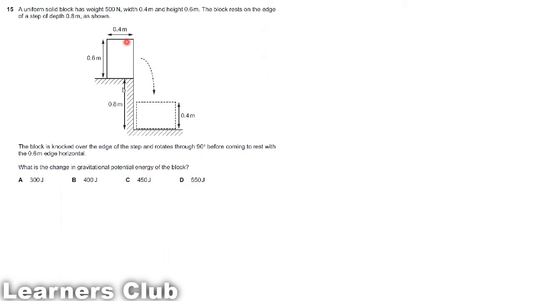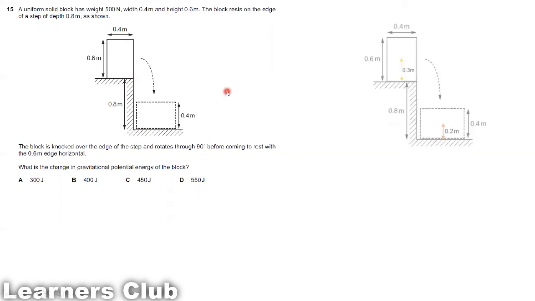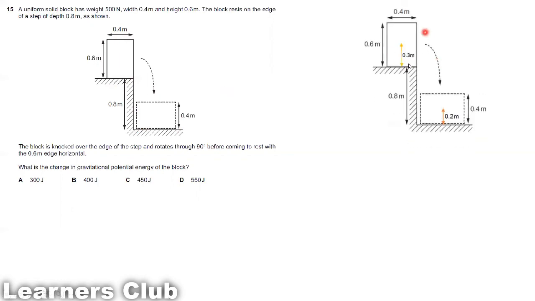Now the block falls from a step and, as you can see, 0.4 meter is the base, but when it falls, the 0.6 meter edge is the base. In this case, you have to calculate the center of gravity. Since the solid block is uniform, the center of gravity is going to be exactly at the middle. So in this diagram, you can see the center of mass is 0.3 meter from the base. And when it falls, the height 0.4 remains on the side, so the center of gravity is going to be 0.2.